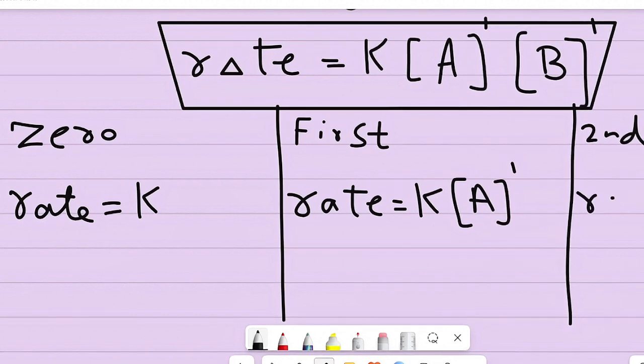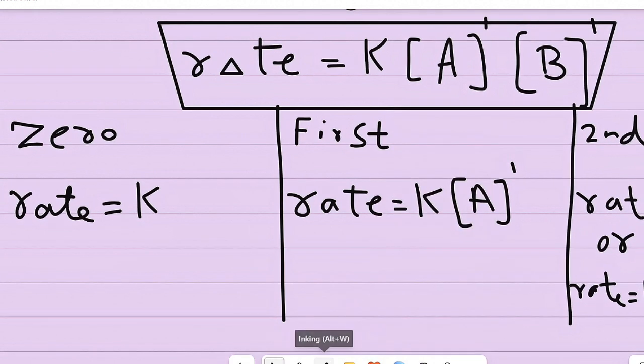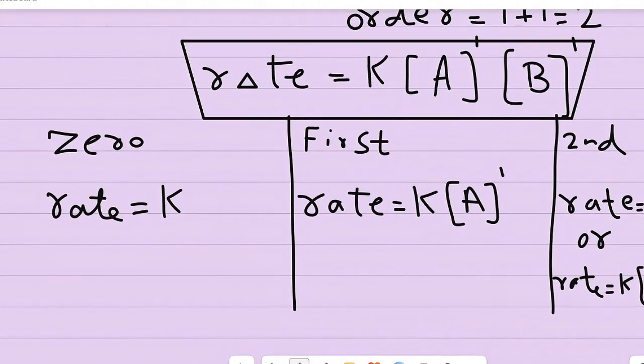For the second order, we learned that the rate is equal to k times the concentration of one reactant raised to power 2, or the rate is equal to k times the concentration of one reactant raised to power 1 and the concentration of the second reactant raised to power 1. In second order, there are two different scenarios, while for the first order there is only one scenario, and for the zero order, that's the only scenario. In the next class, we are going to discuss the units, how to find the unit for zero, first and second order.